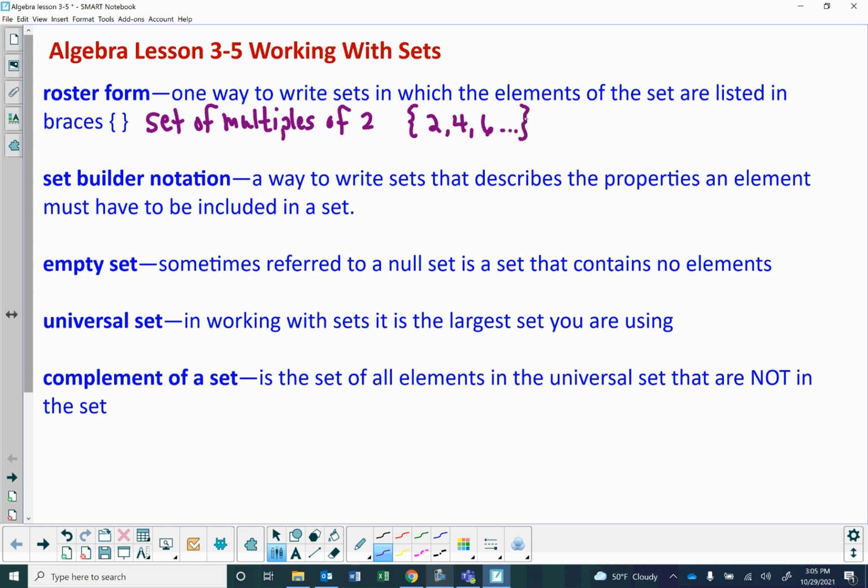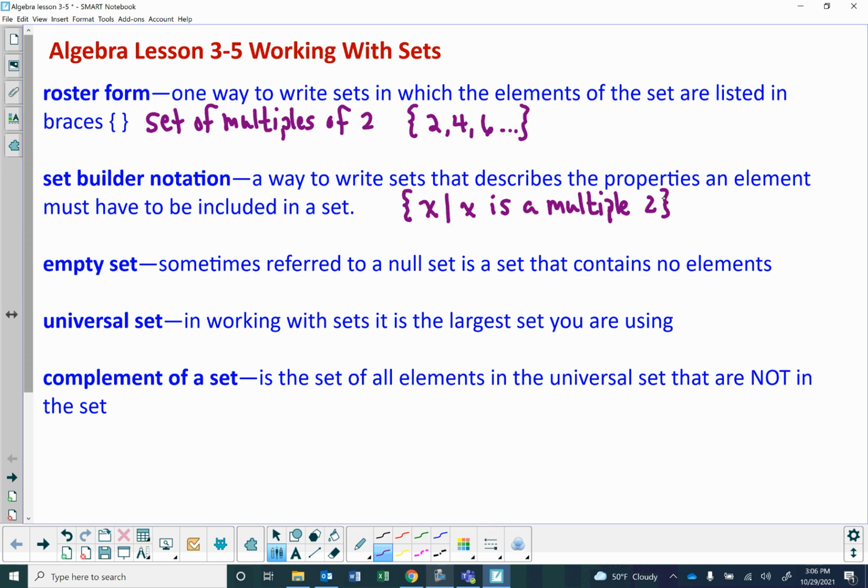Set builder notation is a way to write sets that describe the properties an element must have to be included in the set. So if we're talking about the multiples of 2 again, we'd start with the bracket, and it would be all values of x, and then we write a vertical line, which means such that x is a multiple of 2. You will do a lot of set builder notation when you get to Algebra 2 class, pre-calculus class, and higher level math classes because they like set builder notation.